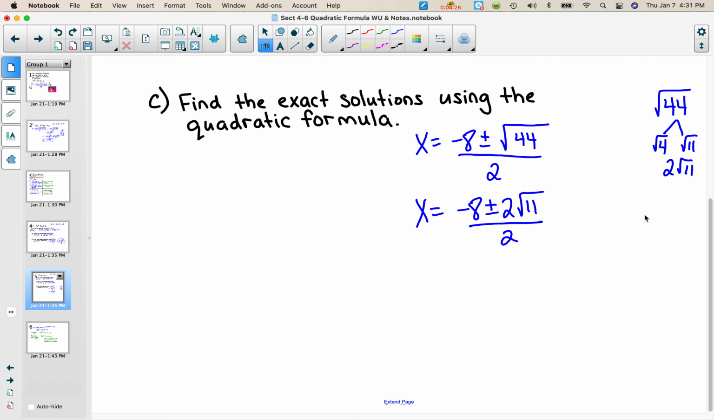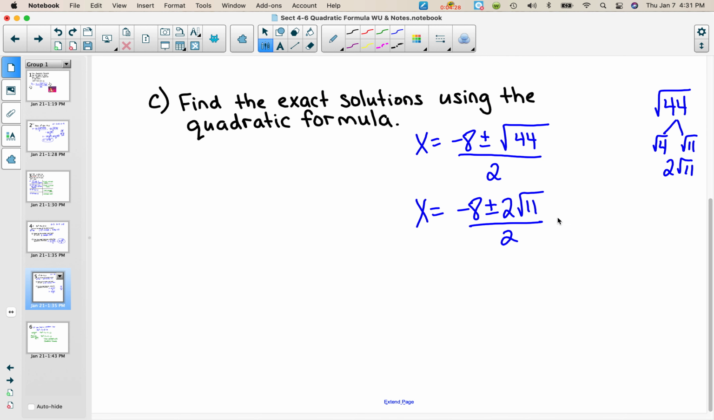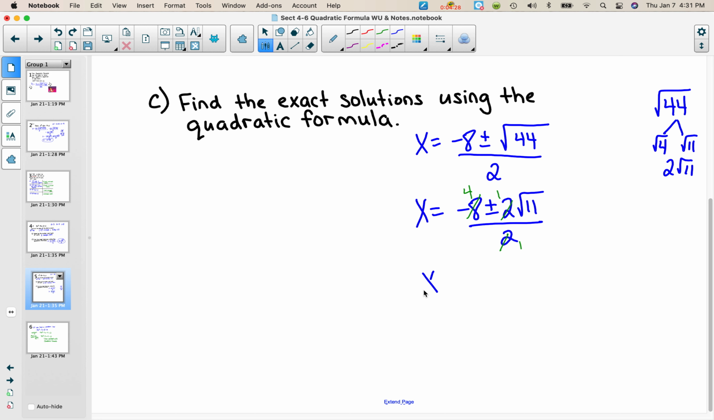Now this time I can factor out a 2. So I'm going to show you a little shortcut I use instead of actually factoring the 2 out, but that is really what we're doing. I'm going to divide the 2 into 8, and it goes 4 times. 2 into 2 goes once. 2 into 2 goes once. So a lot of times I'll do that as my little shortcut. So I get negative 4 plus or minus the square root of 11, and that is our answer.